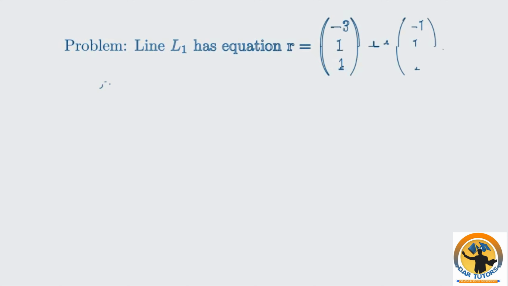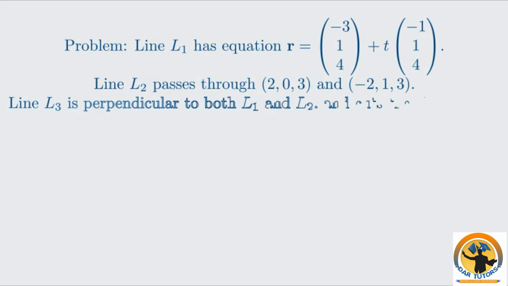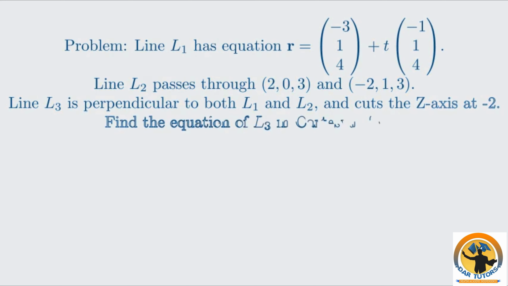Let's tackle a more complex problem that combines several of these ideas. We'll find the equation of a line that is perpendicular to two other lines. We have two lines, L1 and L2. L1 is given in vector form, and L2 is given by 2 points. We need to find the Cartesian equation of a third line, L3, that is perpendicular to both L1 and L2, and cuts the z-axis at minus 2. Find the equation of L3 in Cartesian form.